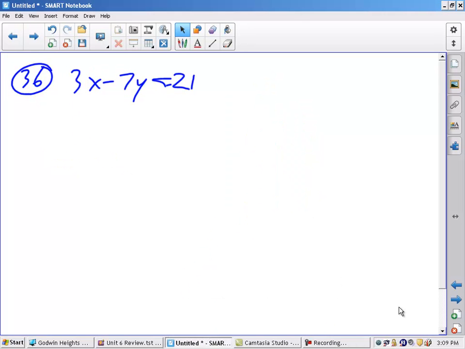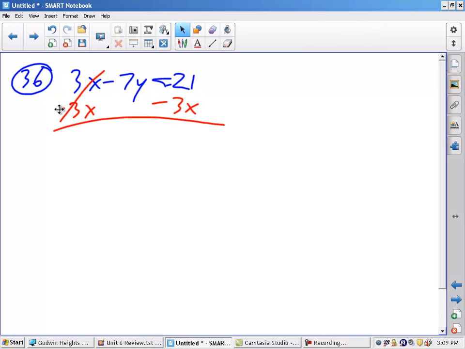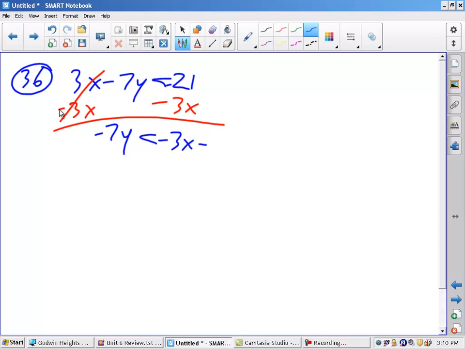I'm going to do 36 in 2 phases. First of all, the problem with this is you don't have y by itself. So we need to get it in slope-intercept form by getting y by itself. I subtract 3x from both sides, and I get negative 7y is less than negative 3x minus 21. Sorry about the bell. And then you divide by negative 7 on all sides.